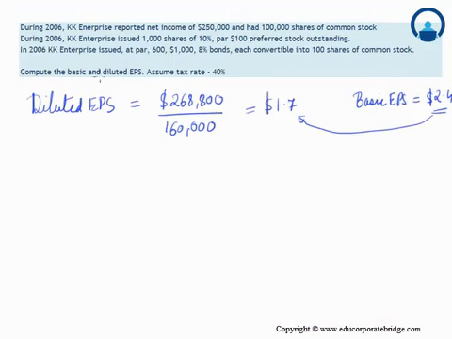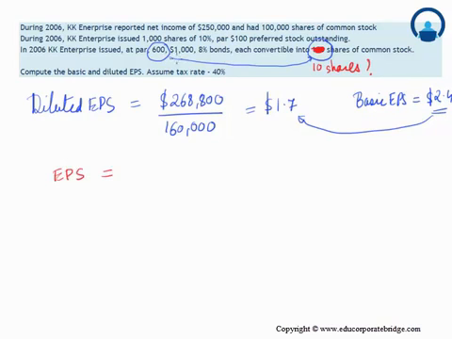Now I'll change a few parameters here. There were 600 bonds and each bond got converted into 100 shares. Now let me change this. Instead of 100 shares, let's say they get converted into only 10 shares. So what will be the impact on the EPS now? Let's try and find out.